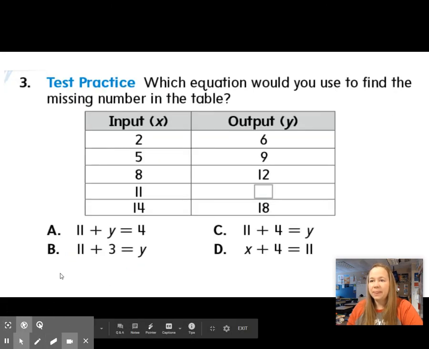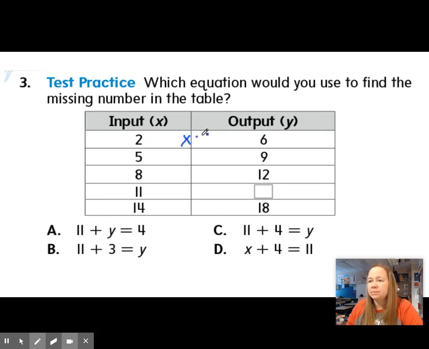All right. How about this one? Which equation would you use to find the missing number in the table? All right, so let's see. 2, oh, it must be times 3, right? 2 times 3 equals 6. 5 times 3, oh, whoa, wait. 5 times 3 is not 9. So I must be wrong on the times 3. Well, another way to get from 2 to 6 is plus 4.